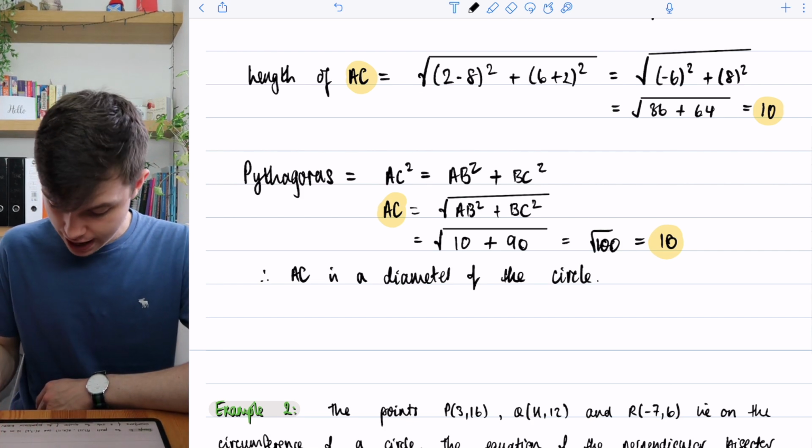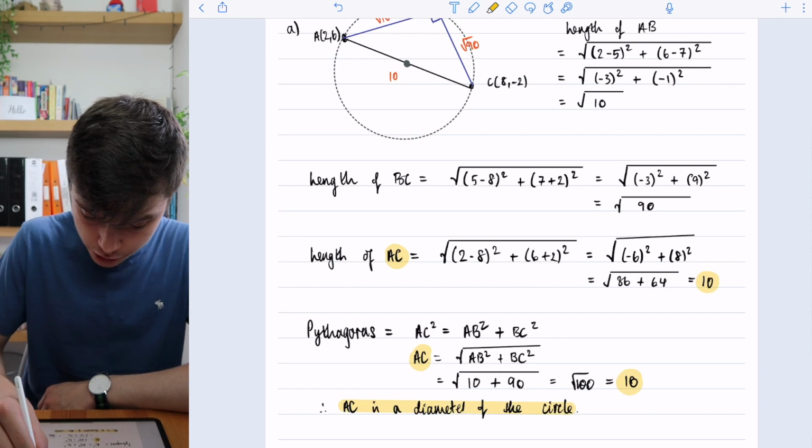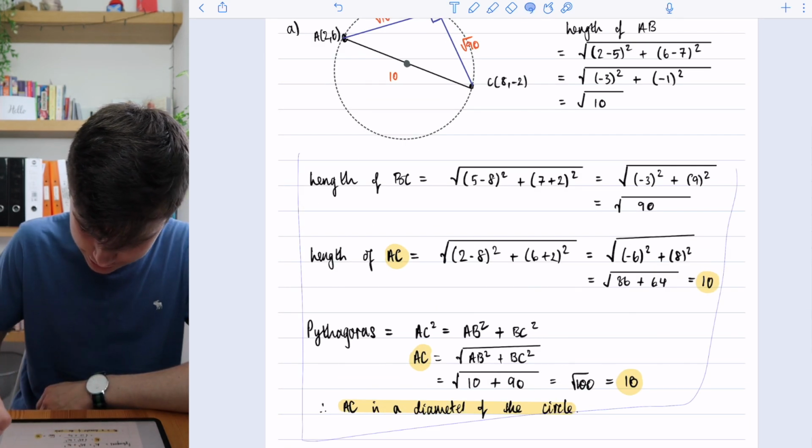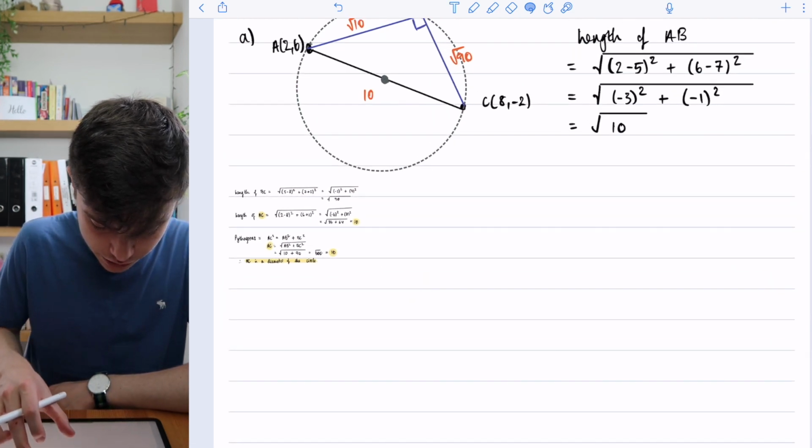Okay, now I have actually run out of room here, so what I will do is I will just make all of this a little bit smaller. Okay, so hopefully that does make some sense.